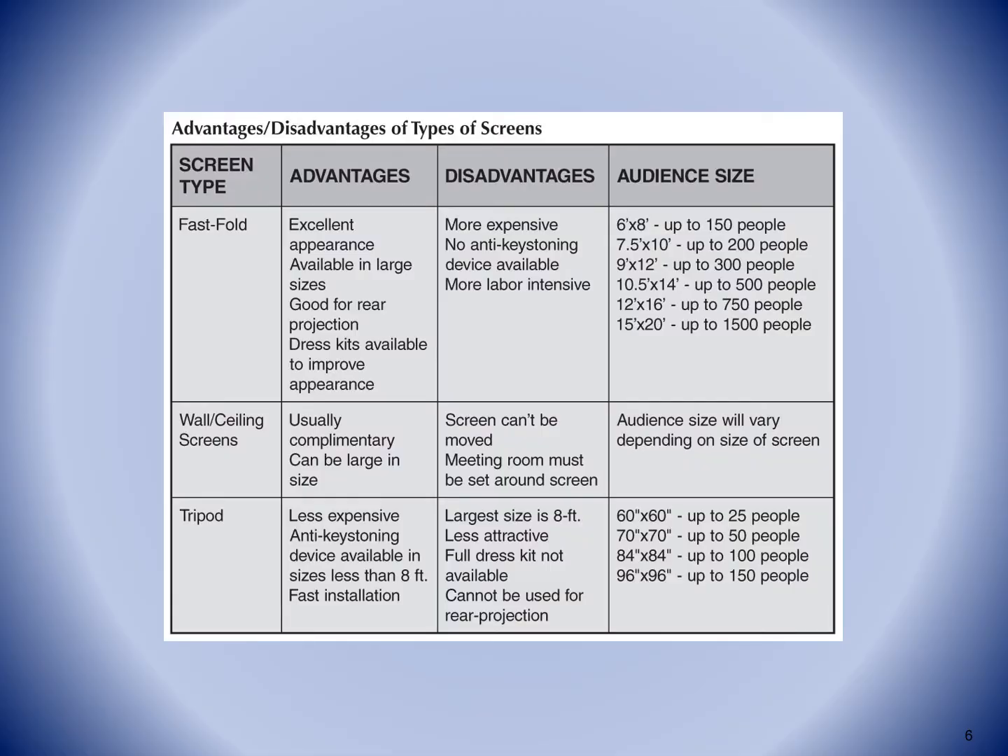So as we consider different fast fold, either the ceiling mount or the tripod, tripods are typically the least expensive, and they can be moved around, so that's good. But their largest size is only 8 feet, and so it makes it challenging to have them in spaces for larger people, larger groups. Whereas the fast fold, they have a variety of different sizes, so you can set the screen up based on the size of the audience that's needed.